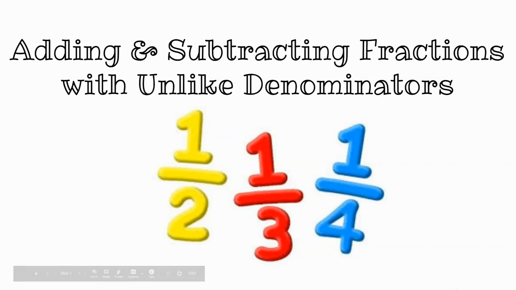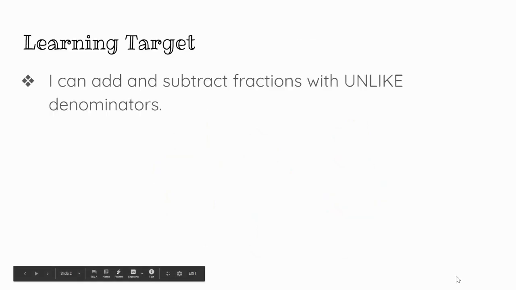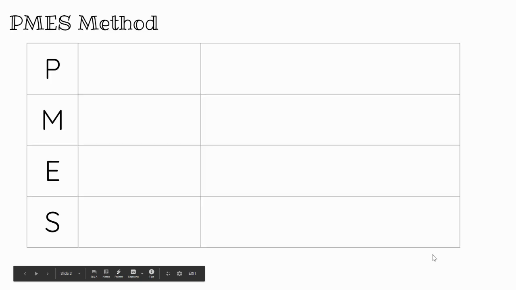In this video, we're going to review a strategy for adding and subtracting fractions with unlike denominators. That means the two fractions we're adding or subtracting will have different denominators. So the learning target is I can add and subtract fractions with unlike denominators. The strategy we're going to review is called the PMES method.